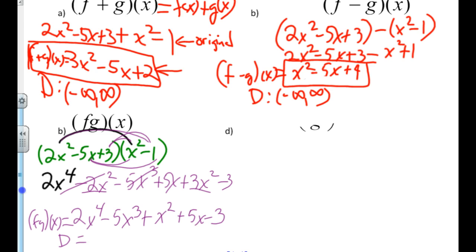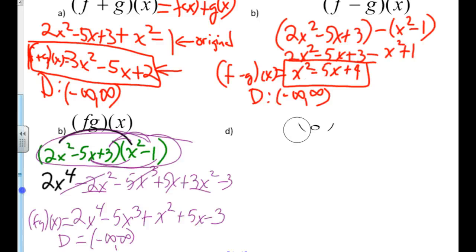Again, the domain. Now again, I'm going to look back up to the original green expression here. There are no radicals. There are no x's in the denominator. The domain is negative infinity to positive infinity. All right? All right, last example right here.